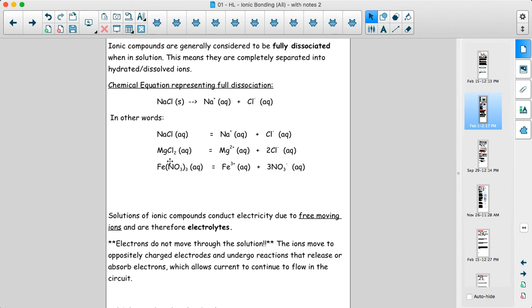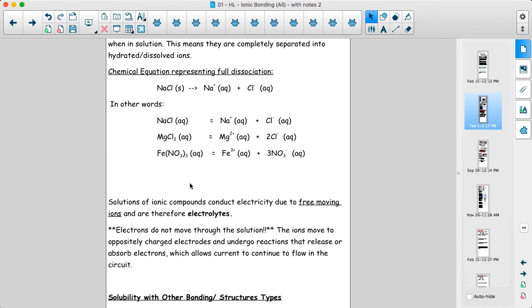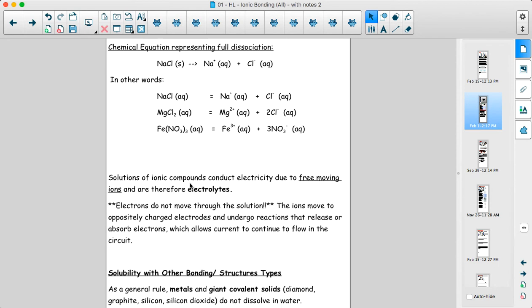And that also means that you have to look for the subscripts becoming coefficients. So MgCl2, when that dissolves, for every one MgCl2, you're going to get one magnesium ion and two chloride ions in the solution. Iron(III) nitrate will give you one Fe3+ ion and three nitrate ions in solution. So understanding that ratio and how many ions it dissolves into is another important aspect of ionic compounds forming solutions.